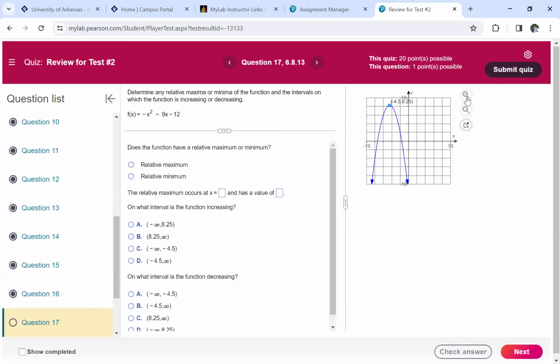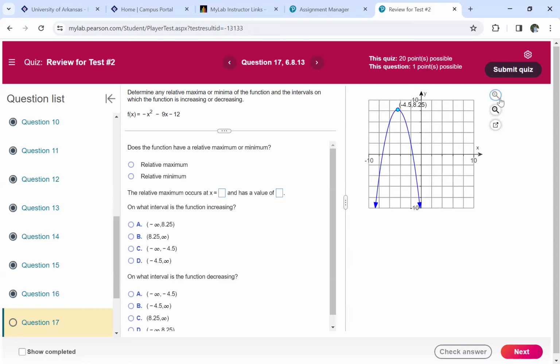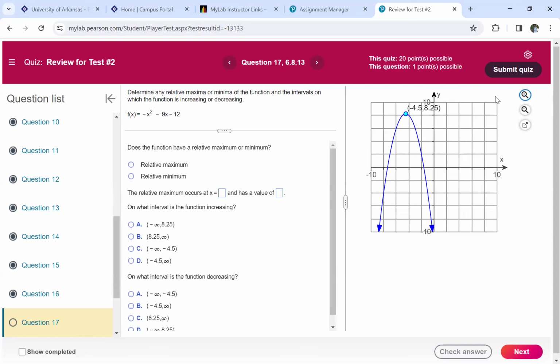All righty, so let me make this one just a little bit bigger. Now notice they're giving us the vertex on this. That's that -4.5, 8.25. So the first thing they say, does it have a relative maximum or minimum? Well, y'all, it's on the top. And remember, peaks are maximums. So you're going to click, it's got a relative maximum.